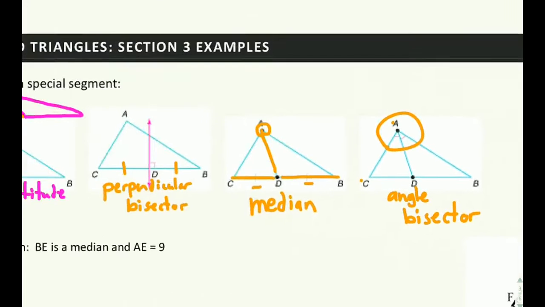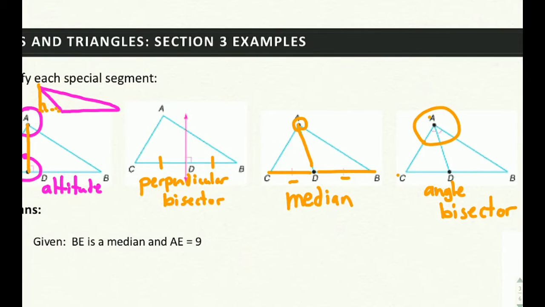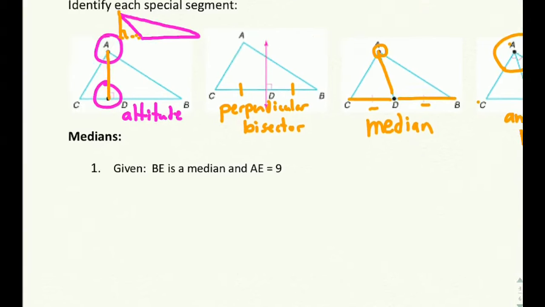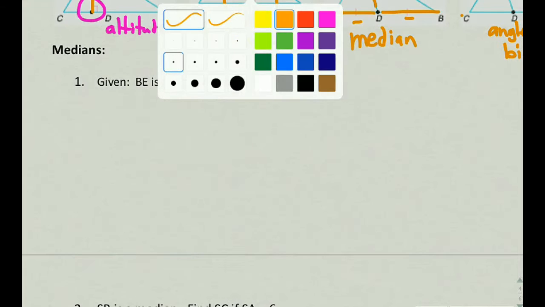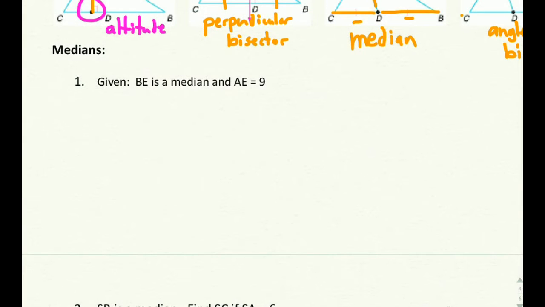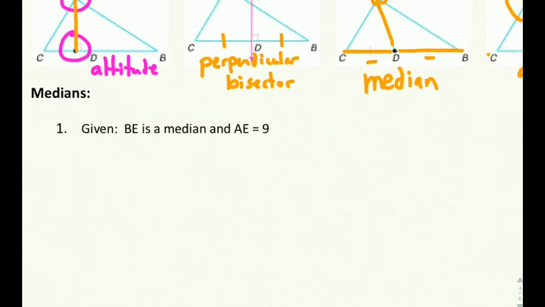So we zoom out, we have our four here. We have an altitude, perpendicular bisector, a median, and an angle bisector. Next one here, this problem's a little ambiguous, so I'm going to actually add a little bit of information to it. It says BE is a median and AE is equal to 9.